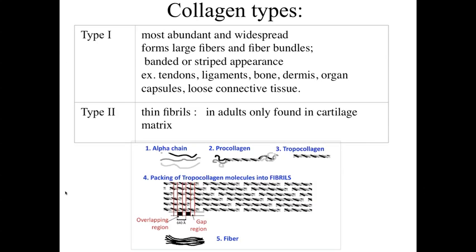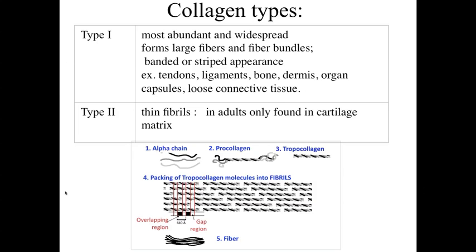So we can find type 1 collagen in things like tendons and ligaments. Later on, we're going to see it in bone, woven within the dermis, the deeper regions of the skin. We can find it in organ capsules. We can find it in loose connective tissues. Lots and lots of regions of the body where it's giving its strength.